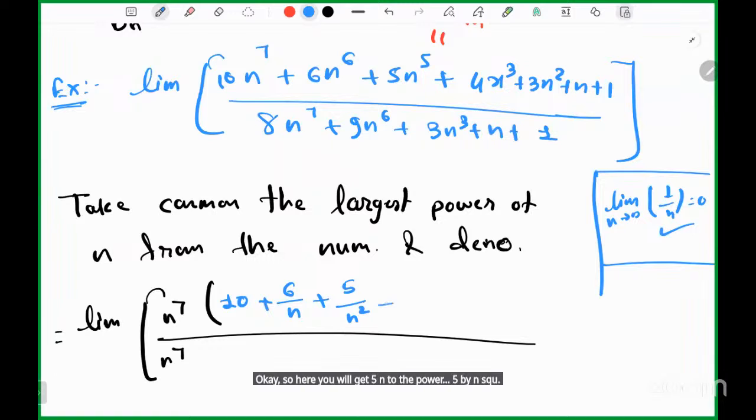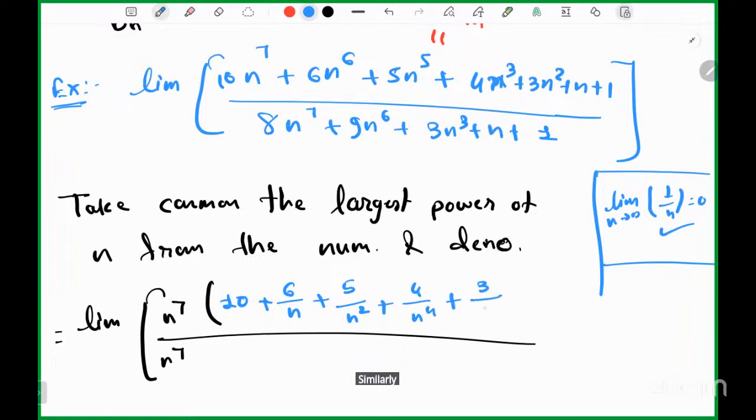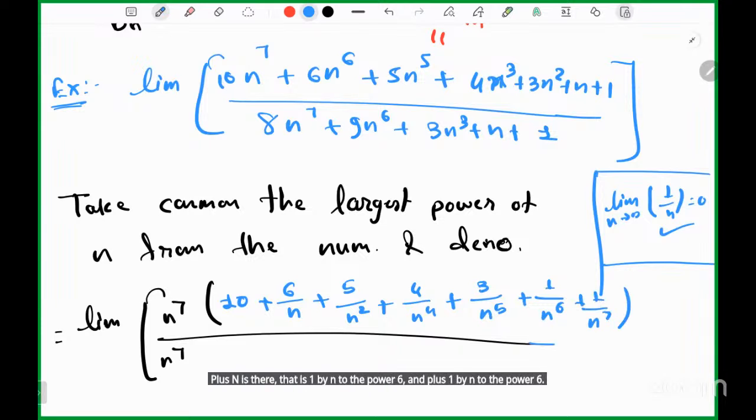In the next term, we have n cube. If you want to make n cube into n to the power 7, you have to multiply and divide by n to the power 4. So here you will get 4 by n to the power 4. Similarly, plus 3n to the power 2, so we have to multiply and divide by n to the power 5. Plus n is there, that is 1 by n to the power 6, and plus 1 by n to the power 7. Okay, is that clear?